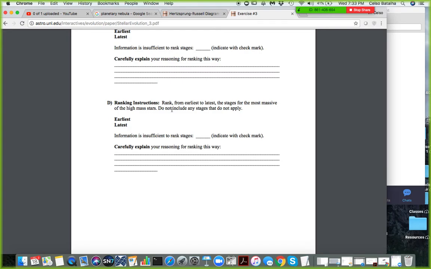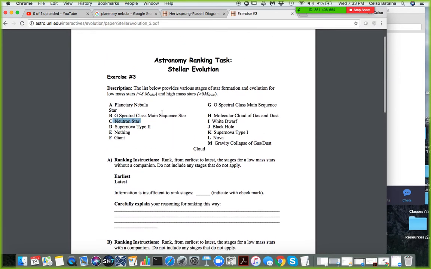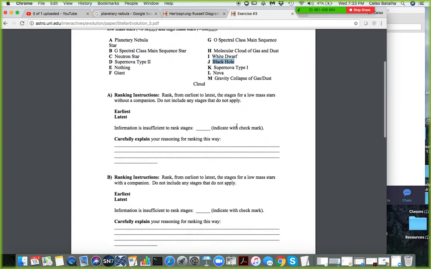The most massive of the high mass stars would be the same, except you go to a black hole. Okay.